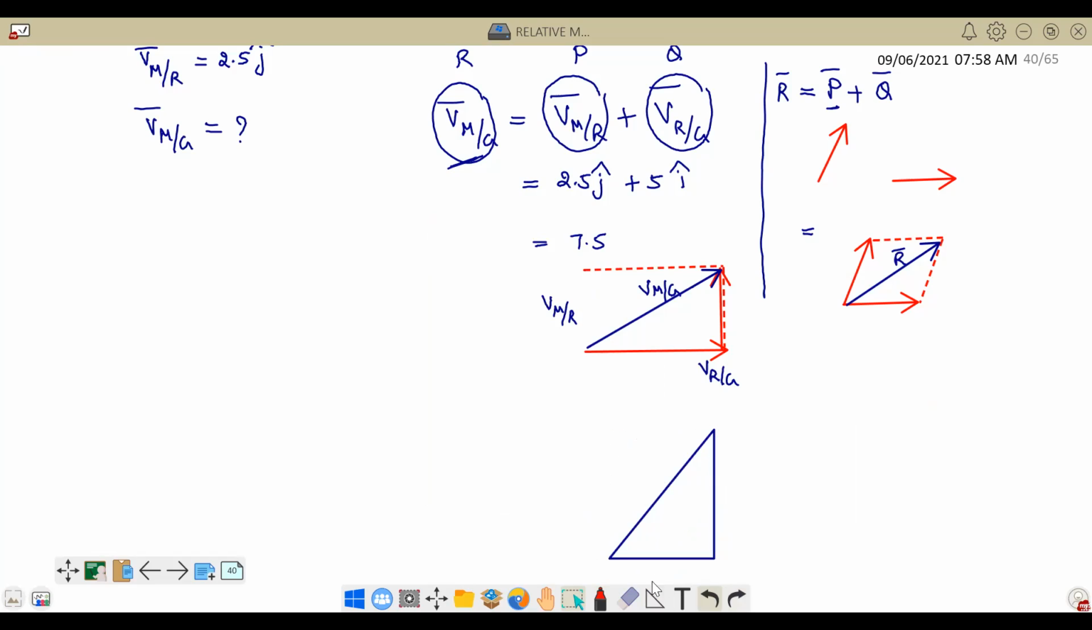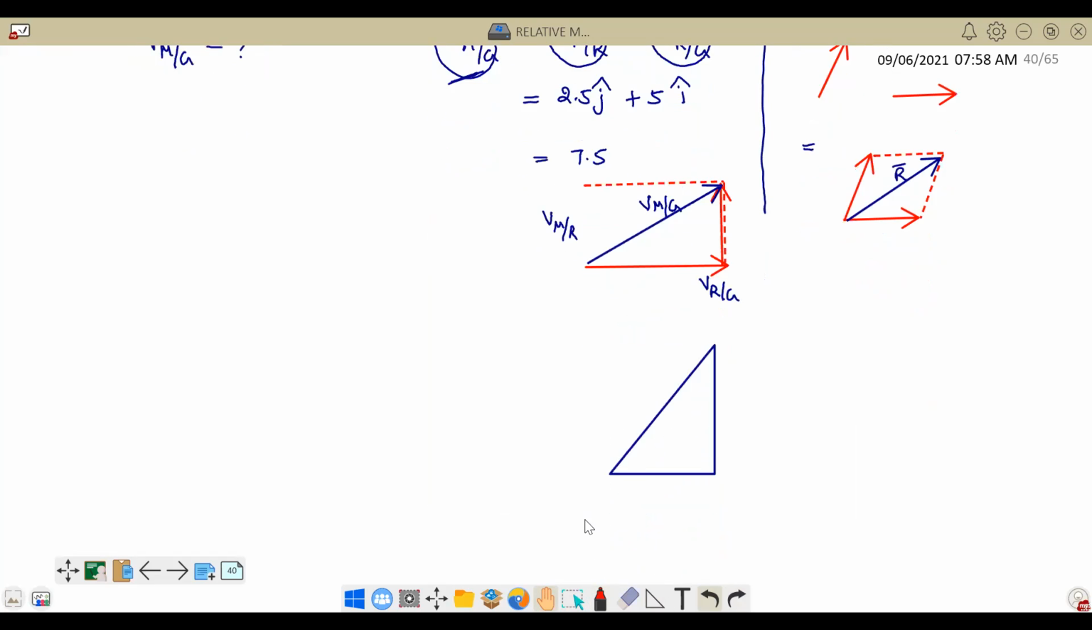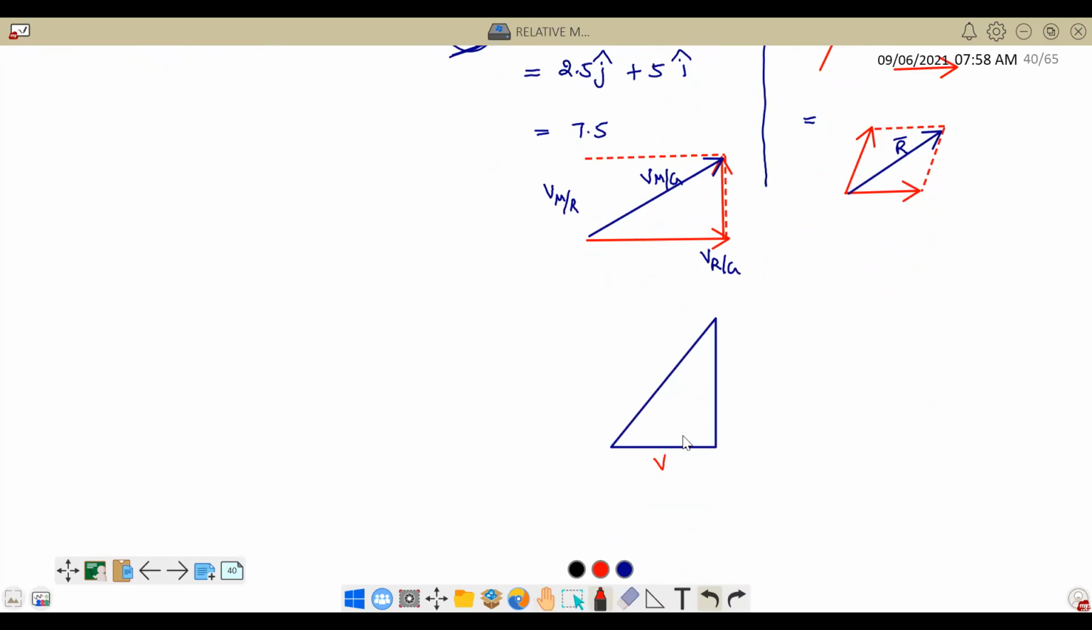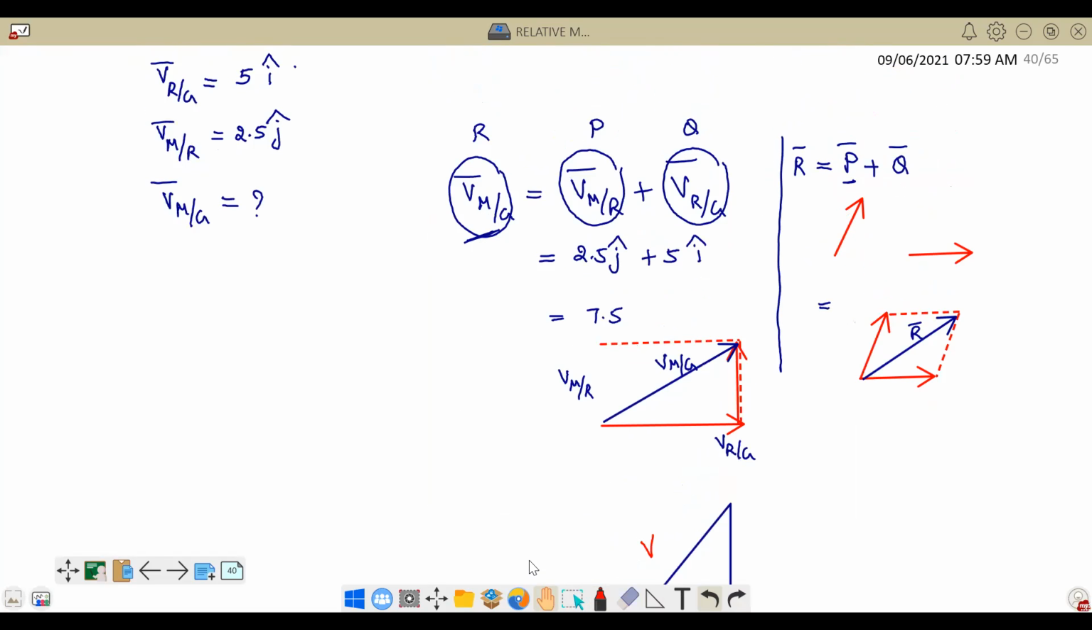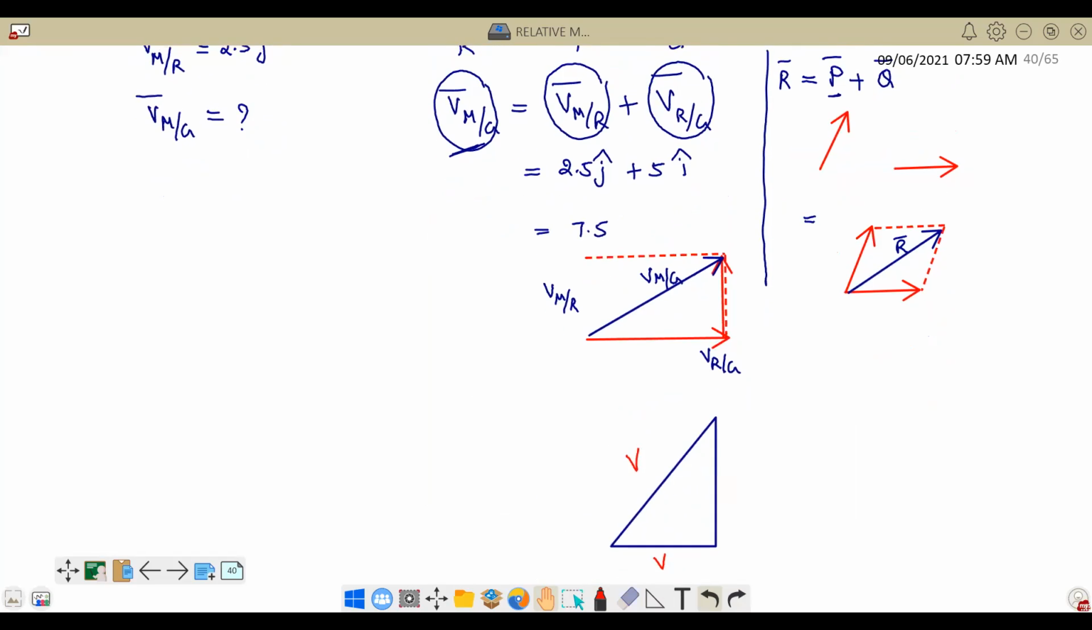Tell me, what are the three sides? The hypotenuse will be the resultant. What is our resultant? Always velocity of man with respect to ground. So this hypotenuse will always be velocity of man with respect to ground. Then this will be velocity of river with respect to ground, generally taken horizontal. Then this will be velocity of man with respect to river. Of course, the arrows make a difference, very, very important. So this is one diagram you should always remember.